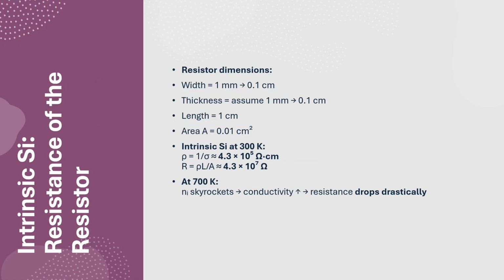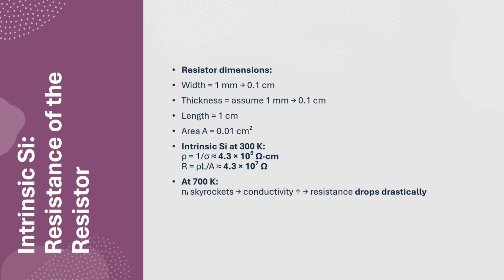Now let's use that conductivity to find resistance. The resistor is 1 millimeter wide, 1 millimeter thick, and 1 centimeter long. That gives us a cross-sectional area of about 0.01 square centimeters. So the resistivity is just 1 over conductivity, which for intrinsic silicon is about 4.3 times 10 to the 5 ohm centimeters. And when we plug that into R equals rho times the length divided by the area, the resistance ends up being about 4.3 times 10 to the 7 ohms.